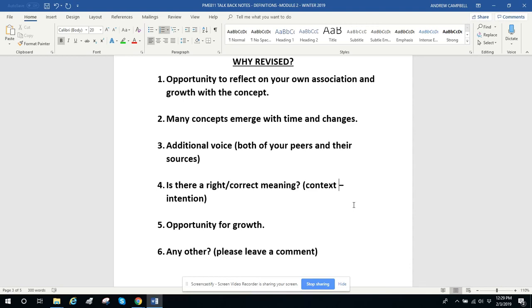Yeah, of course you got an A. I gave you an A plus. Gave you an A, but you didn't grow because you need to make sure you get that additional voice. And is there a right or a correct meaning?